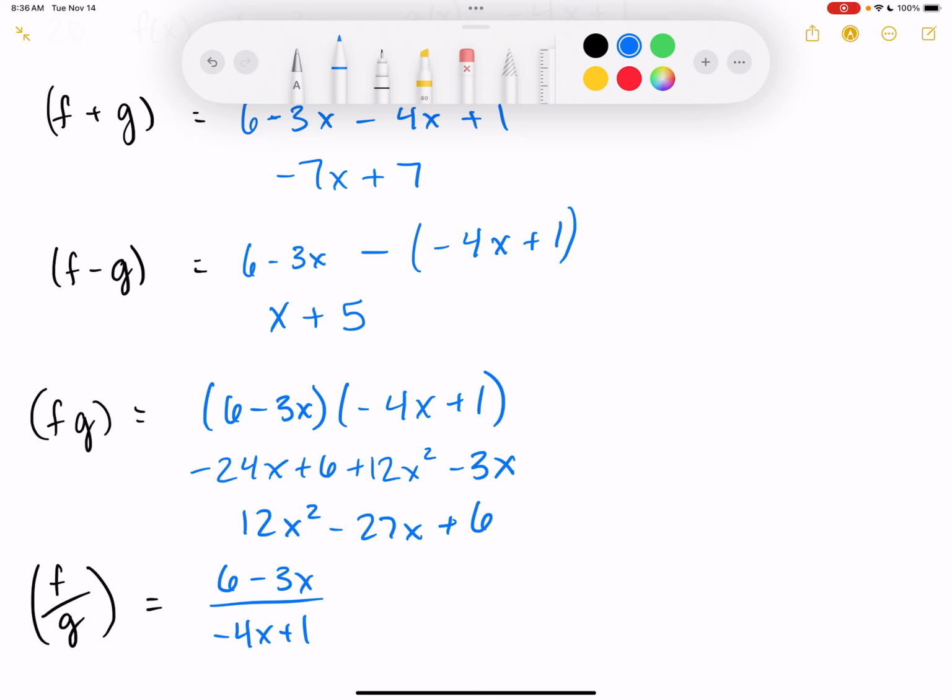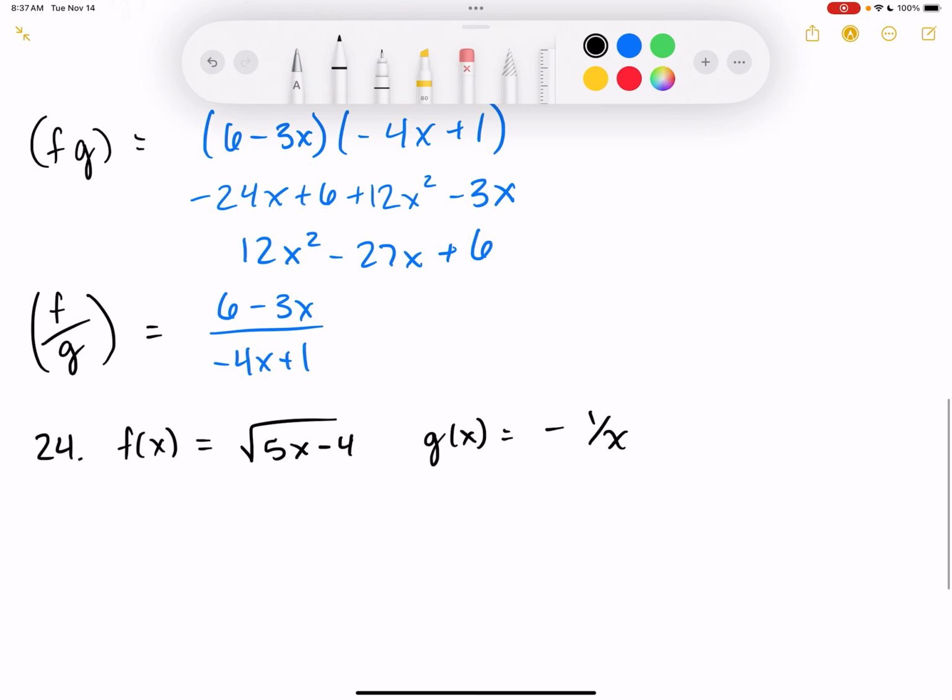All right, 24: f of x is equal to the square root of 5x minus 4, and g of x is equal to negative 1 over x. So f plus g, we've got basically negative 1 over x plus the square root of 5x minus 4. And it doesn't matter which order you write it in. I did it that way so it doesn't look like the negative 1 over x is under the radical.